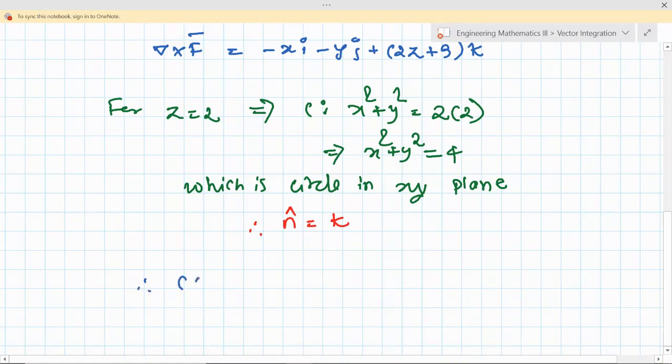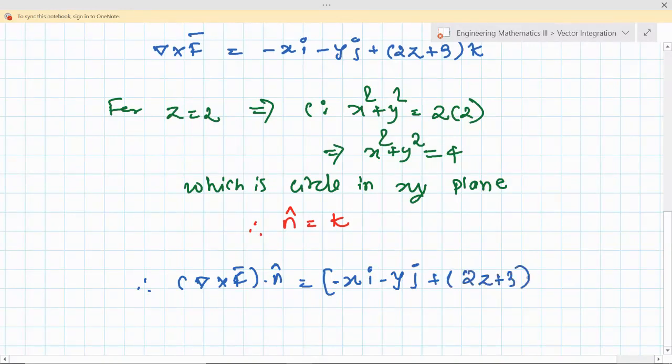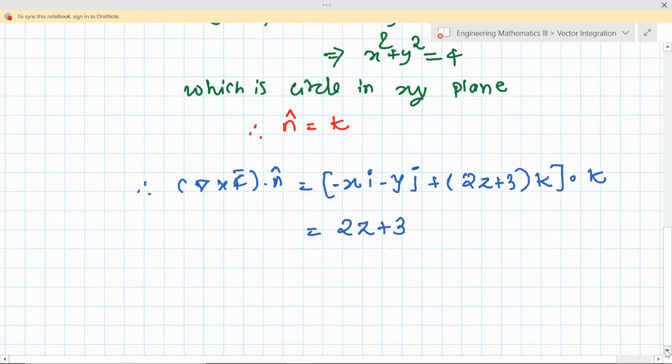And therefore del cross F bar dot n cap is equal to minus x i minus y j plus 2z plus 3 into k, dot n cap, which is k, and simply this is 2z plus 3 only. This is 2 into 2 plus 3, because z is equal to 2, so this is 7. Simply, del cross F bar dot n cap is 7. Okay, hope you got this.